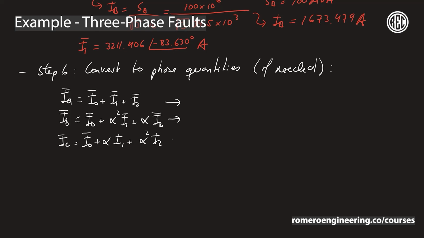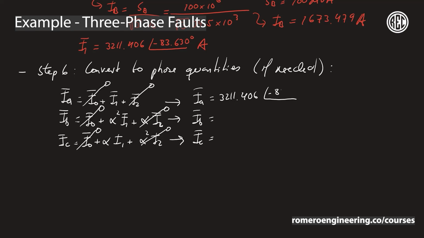So now we can go ahead and plug in the numbers. Again, we know that I0 and I2 are both equal to 0, because we have a three-phase fault, which is a balanced fault. So then IA, IB, and IC, these are all phasors of course, are going to be equal to the following. So 3211.406 angle minus 83.63, and this is in amps, and then same magnitude for B and C.